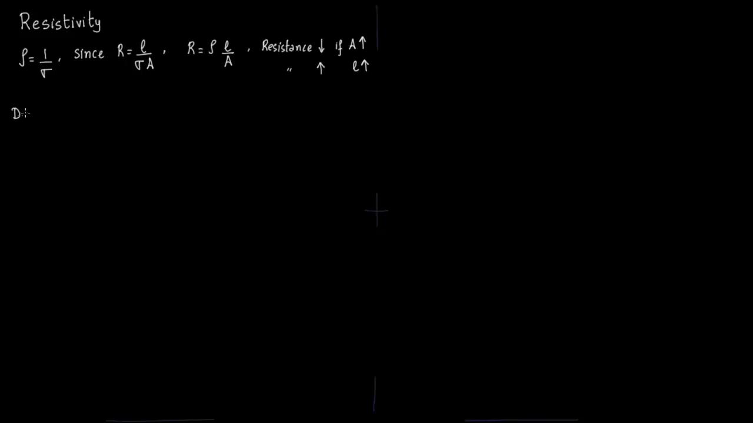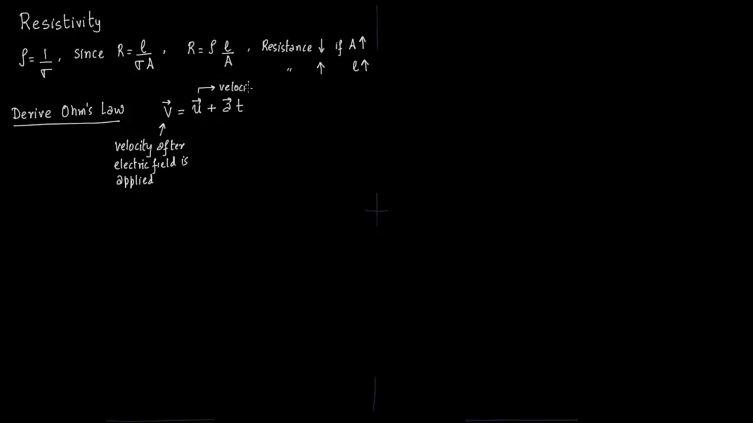Now we talk about deriving Ohm's law. Now we know the formula that V is equal to U plus AT. So this is from kinematics. Now V is the final velocity. This is the velocity after you have applied the electric field. And U is the initial velocity. So this is the velocity of the charge carriers before you apply the electric field.